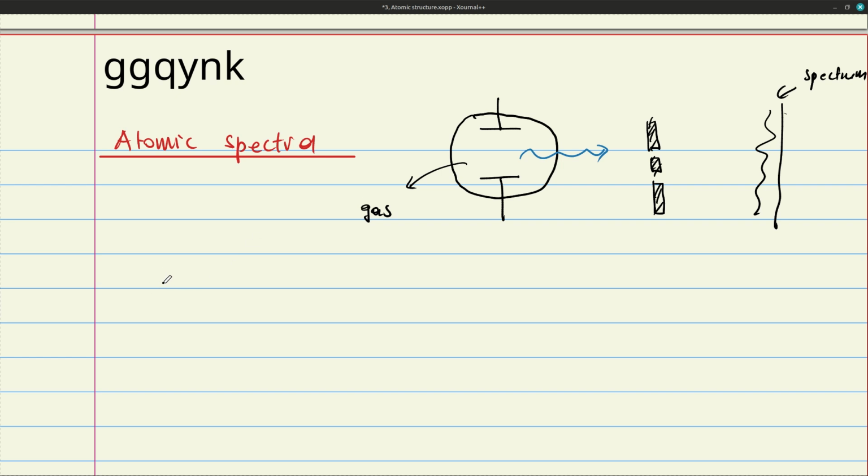And this spectrum was characteristic of the gas used. So what this means is if you use, for example, hydrogen, you have one spectrum. If you use helium, you have another spectrum. If you use neon, you have another spectrum, and so on.